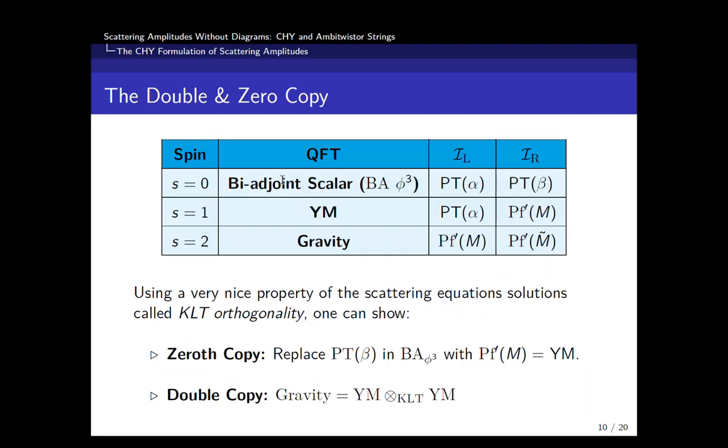So when we say the double copy is you take the square and then at tree level, yeah, does that hold for the IL and IR? Like if you just take the square of that.